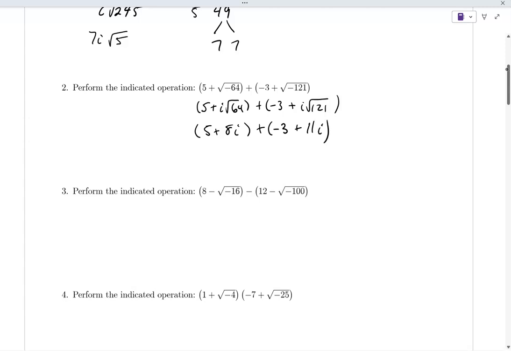Good. So now we're doing 5 plus 8i and plus negative 3 plus 11i. What do we get when we simplify that? Good. So yeah, the 5 plus the negative 3 will give us 2. 8i plus 11i will give us the 19i. Okay. Do the exact same thing for the next one. We're just subtracting instead of adding, correct? Okay.